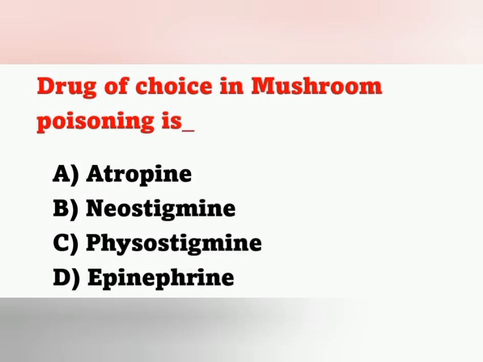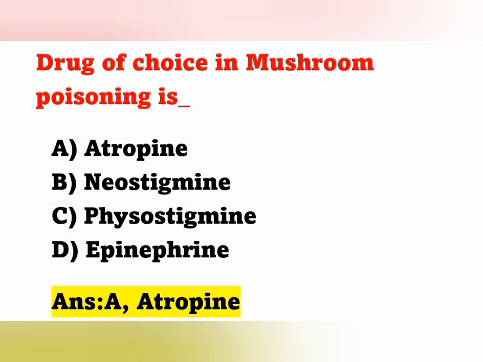And the next question, drug of choice in mushroom poisoning is. Option A atropine, option B neostigmine, option C physostigmine, option D epinephrine. Drug of choice in mushroom poisoning is atropine. Option A is the correct answer.